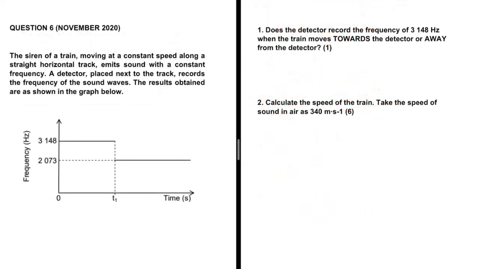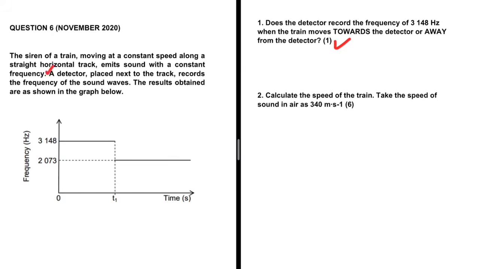Does the detector record the frequency of 30,148 Hz when the train moves towards the detector or away from the detector? That is the first question. Let's go ahead and take a look at our situation. The siren of a train moving at a constant speed along a straight horizontal track emits sound with a constant frequency. You have a train, it is moving and it's emitting sound at a constant frequency. So the train is our sound source. And then a detector placed next to the track records the frequency of the sound waves. That is our listener, and the results obtained are shown in the graph below.